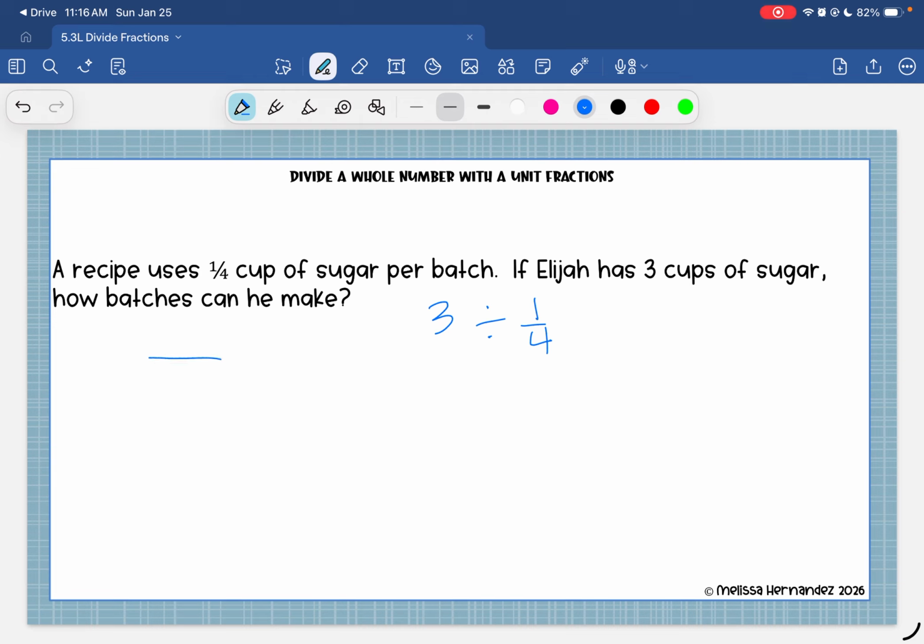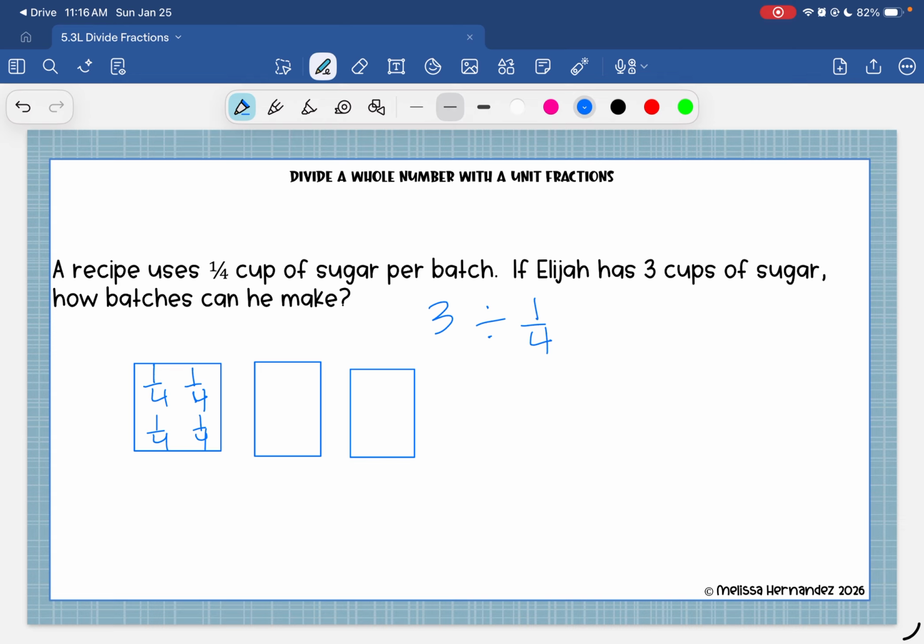So I'm going to draw some tiles. I will draw 3 tiles to represent what Elijah has, which is 3 cups of sugar. In the first cup, you'll find 1/4, 1/4, 1/4, and 1/4, because it takes 4 fourths to make up 1 whole. So in the first cup of sugar, he can make 4 batches. And then the next, it's going to be the same. So it'll be 4, 4, and 4. So 3 divided by 1/4, or how many 1/4 are in 3, is actually 12.